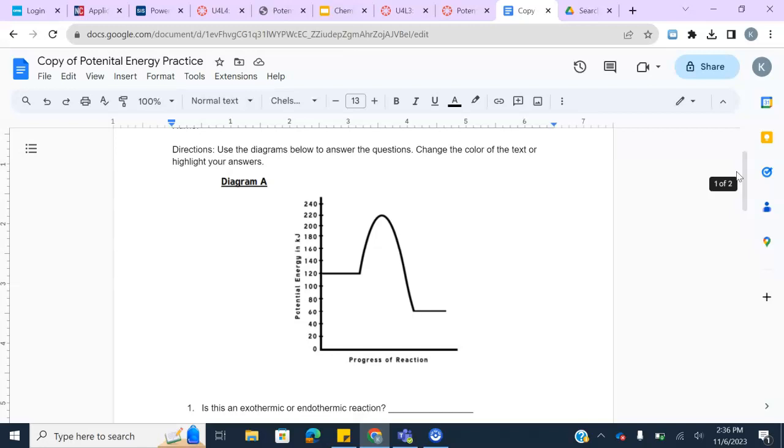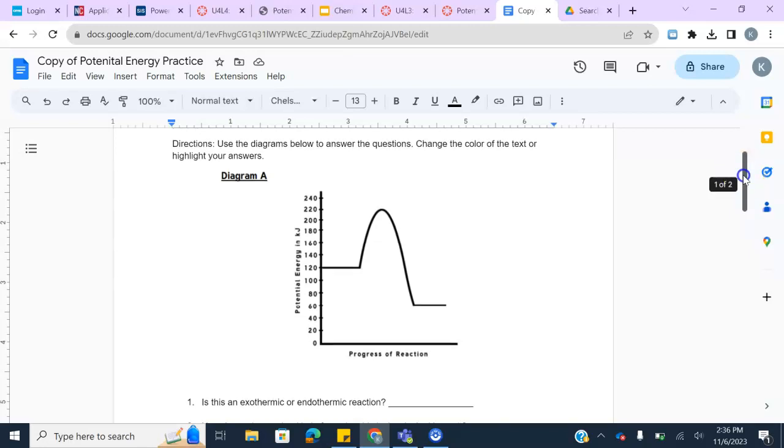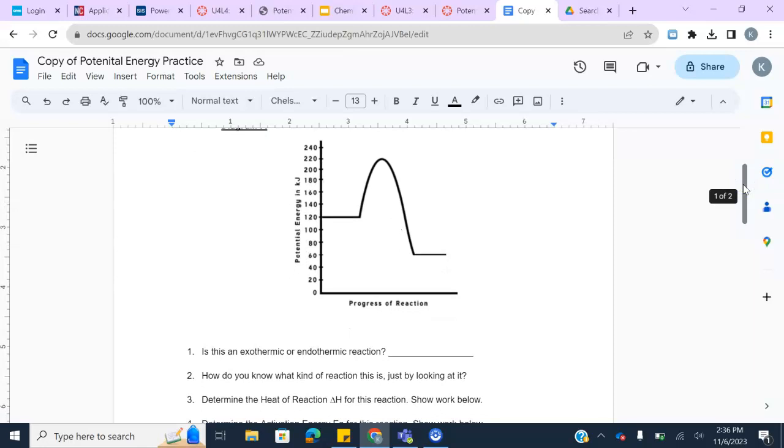All right, so this energy diagram is showing us the energy of a reaction. So what's happening to the energy as a chemical reaction is taking place. So question 1 asks us, and again, we're looking at diagram A, is this an exothermic or an endothermic reaction? Looking at this right off the bat, I know that this is going to be an exothermic reaction. Okay, so the answer to number 1 is exothermic.